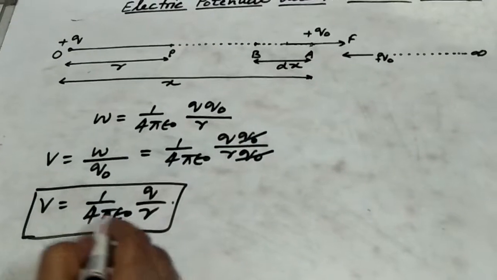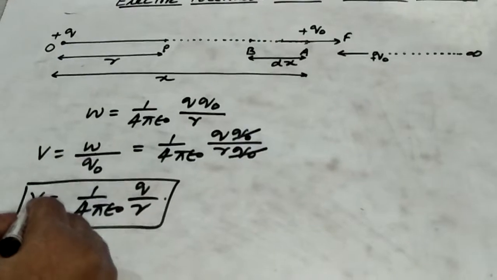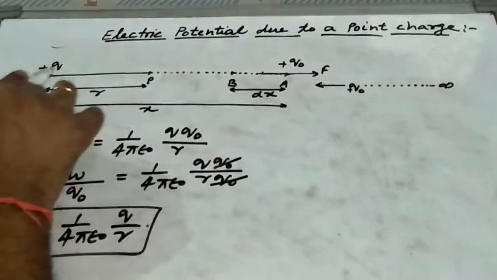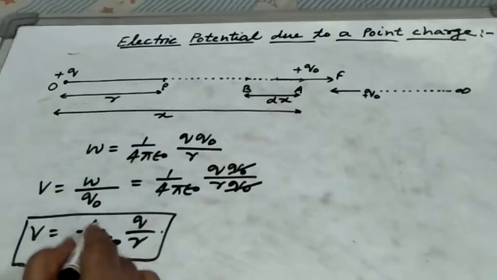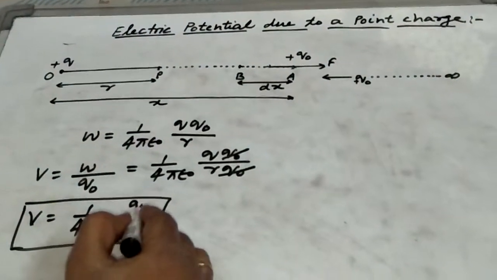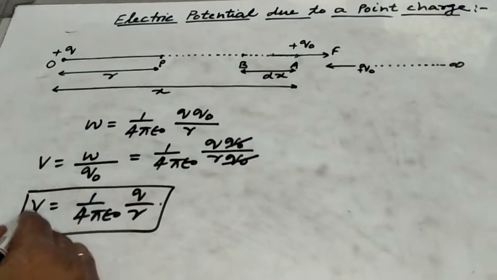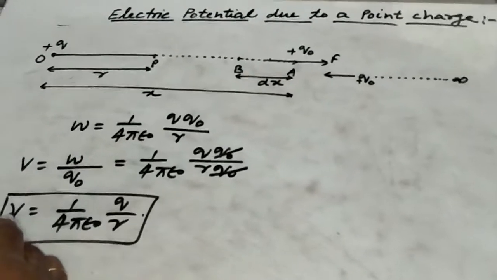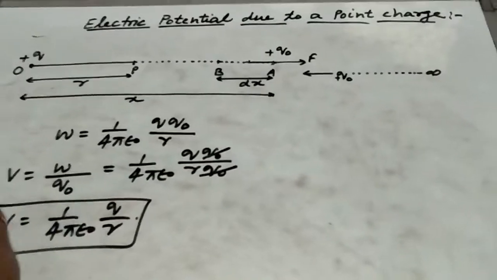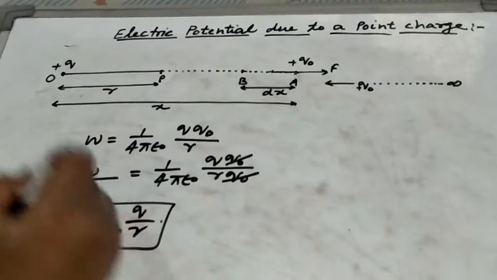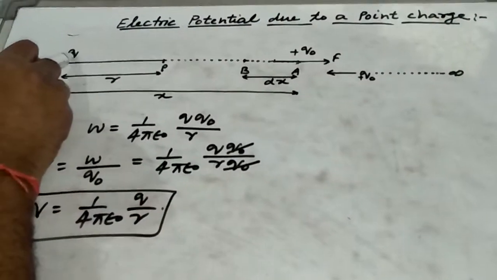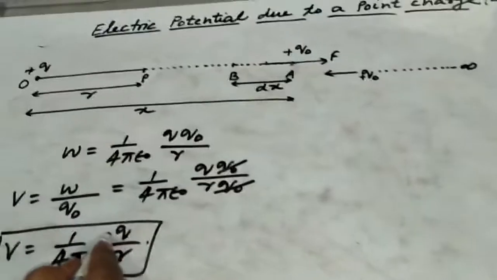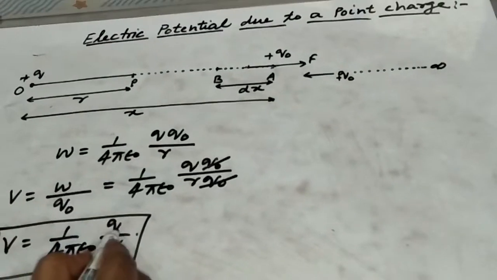Dear student, always remember this, electric potential V due to a point charge plus Q at distance R from it is given by 1 upon 4 pi epsilon naught Q by R. And since electric potential is a scalar quantity, when you calculate a scalar quantity in electrostatics, then always you consider the sign of the charge. If the source charge is positive, then here plus Q by R. And if the source charge is negative, then here you will take minus Q by R. Be careful about this one.